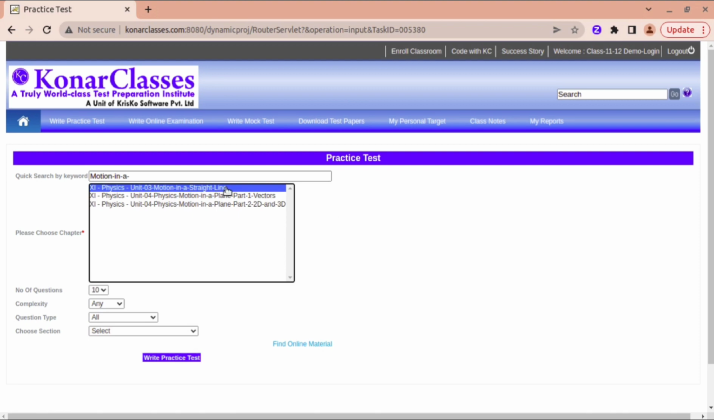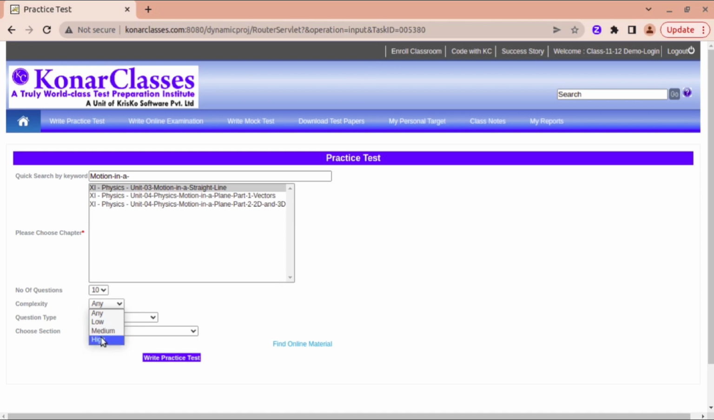So you select this one, and you see that we have introduced a feature called complexity. That is a new feature. There are types of complexities: low, medium, high. You can select based on your comfort level. Those who are at the beginning level, I recommend choosing complexity low. Those who have done many problems can choose complexity medium. And those who are really at an advanced stage for this particular unit or chapter can go to complexity high.